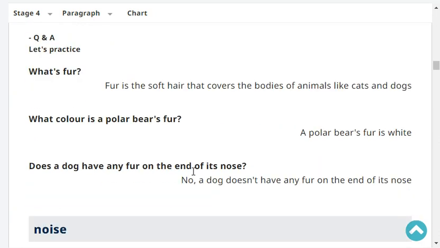What's fur? Fur is the soft hair that covers the bodies of animals like cats and dogs. What color is a polar bear's fur? A polar bear's fur is white. Does a dog have any fur on the end of its nose? No, a dog doesn't have any fur on the end of its nose.